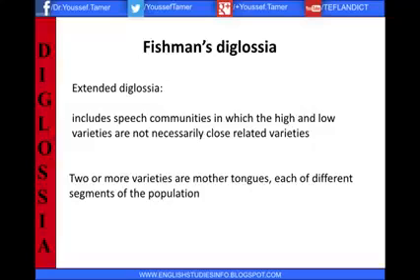Another thing he noticed is that two or more varieties are mother tongues, each of different segments of the population. In our context, we have Moroccan Arabic and we have Standard Arabic. So this is applicable to all speech communities. But he is talking about different segments of the population, and each segment has its own high and low variety. No more talking about one whole speech community. Therefore, he goes into the details of diglossia.